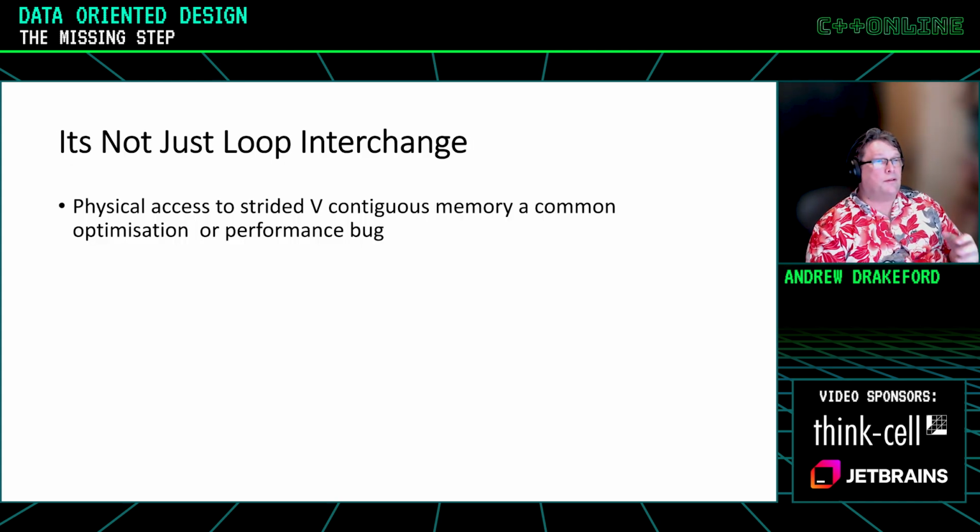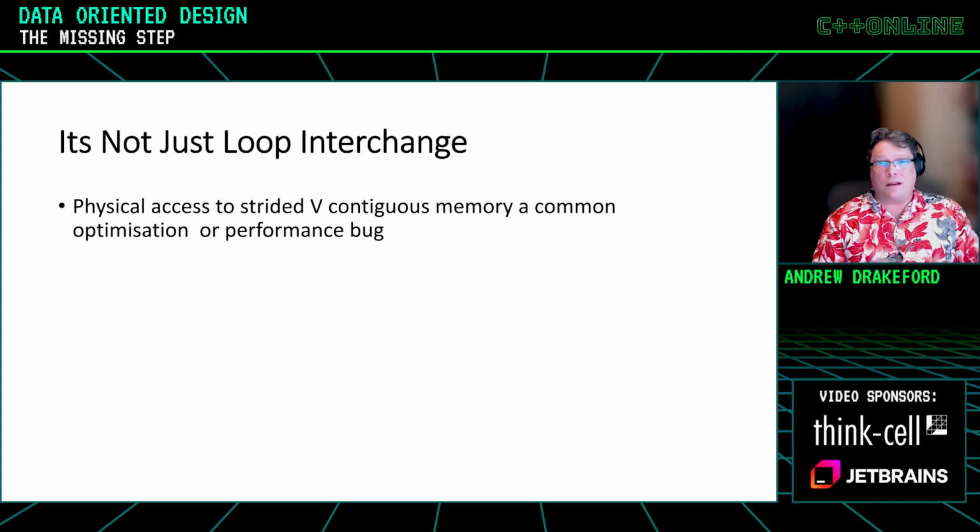So this isn't just about the loop interchange. If you see this in code, you just swap the i and j and you go 20 times faster and you're a hero. But it's illustrating more interesting principles.